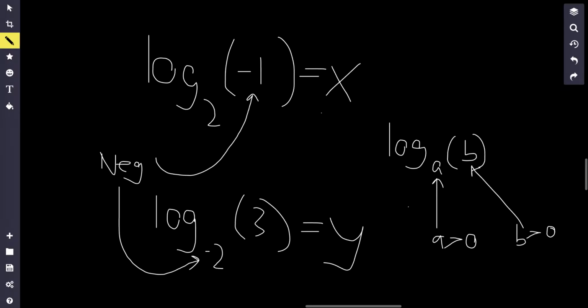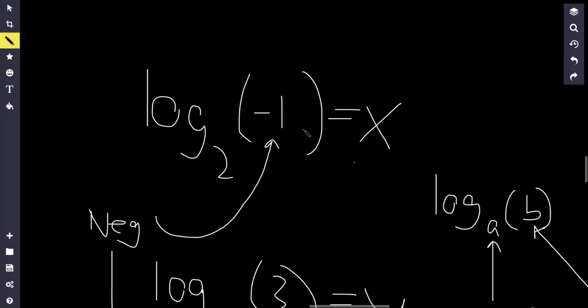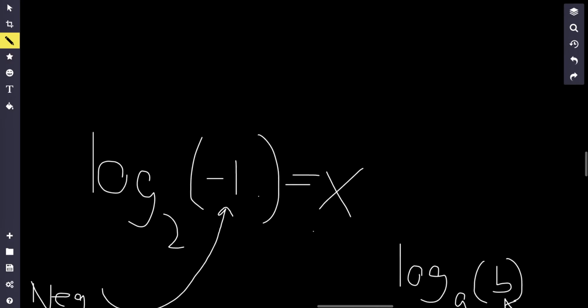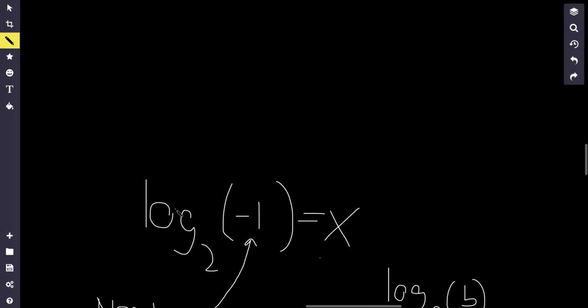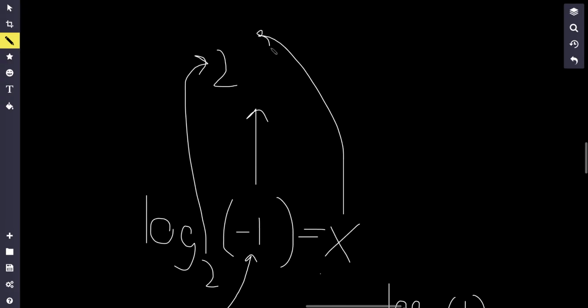And the reason why? Well, you're going to be dealing with complex solutions if you have a negative base, or if you have a negative thing inside your parentheses. For example, log base 2 of negative 1 is equal to x. Let's convert this into an exponential equation. Remember, the base of our logarithm becomes the base of our exponent. The answer becomes the actual exponent, and the thing inside parentheses becomes our answer.